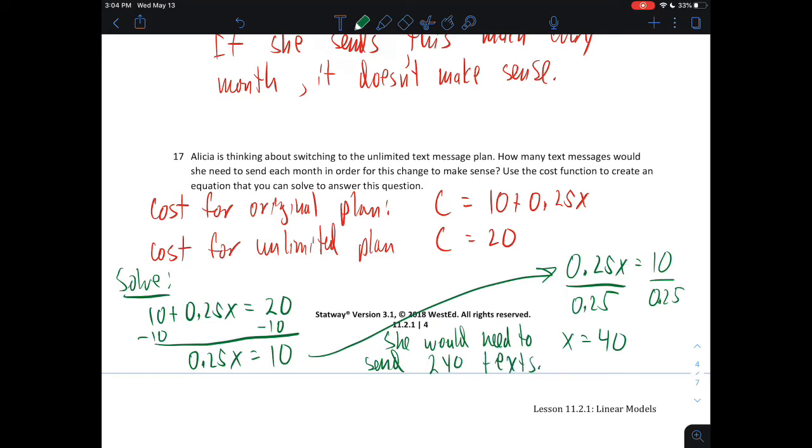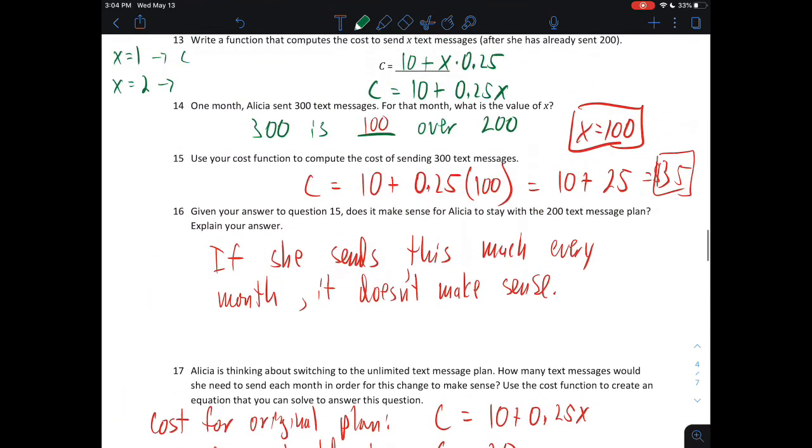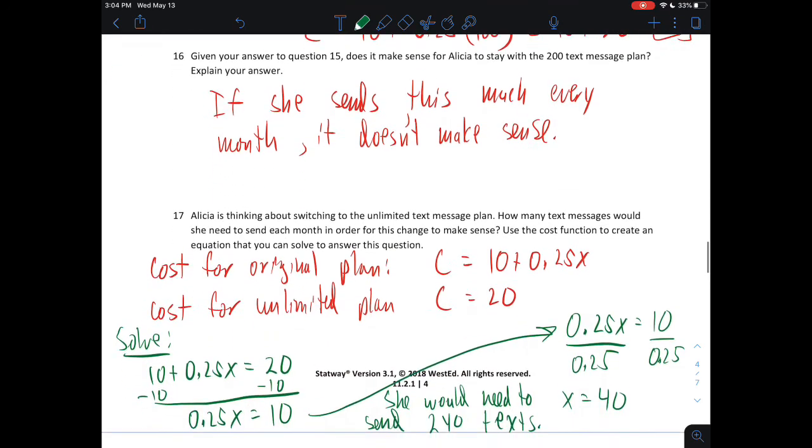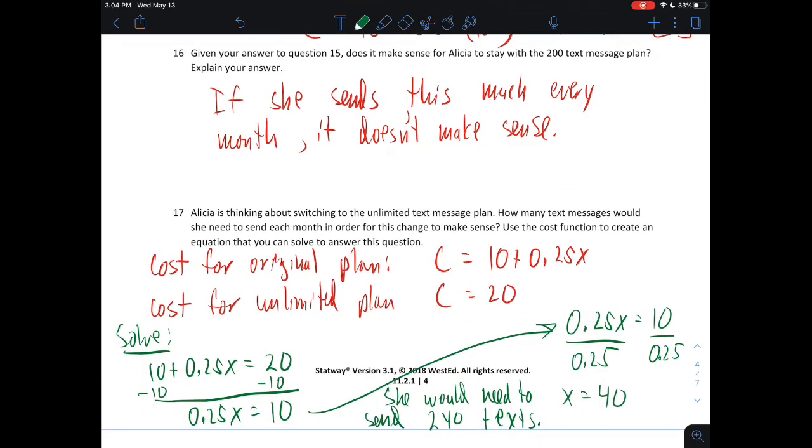That would then justify it. If she sends 240 or more, it makes sense if she has the unlimited plan. And of course, if there was a month where she sent 300, this probably makes the most sense. All right, and then to finish this lesson, the word for this lesson is text.